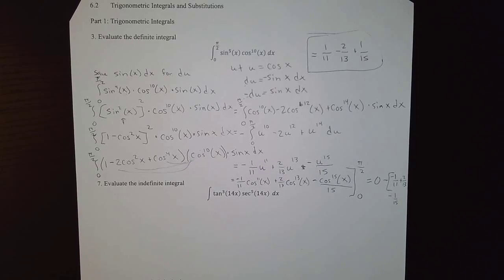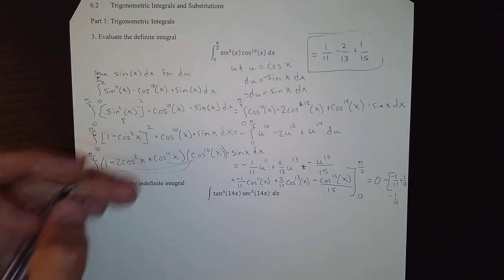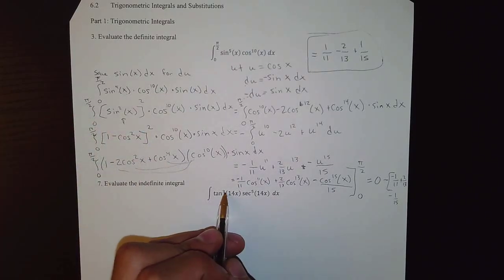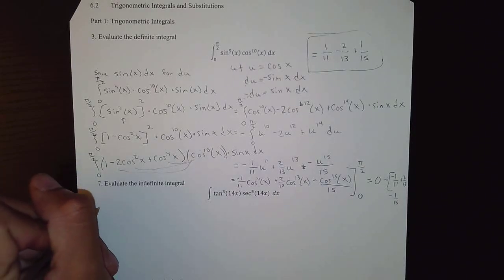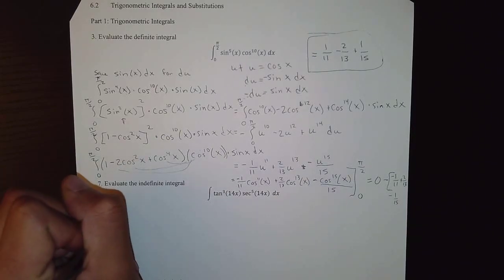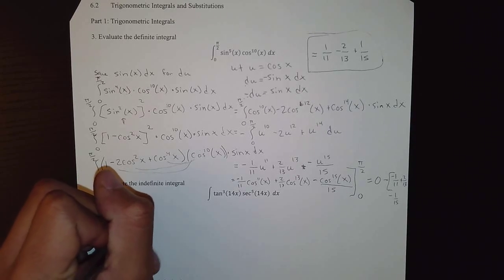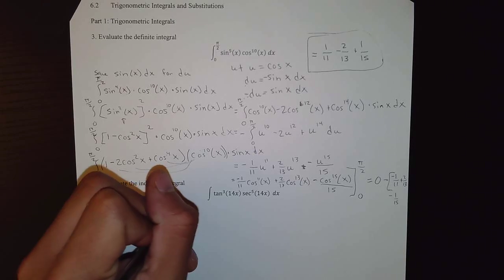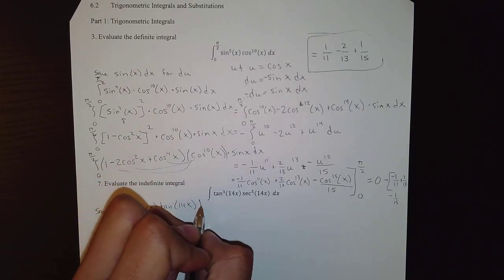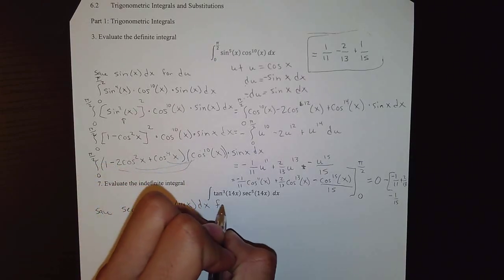Number 7 says evaluate the indefinite integral of tangent cubed of 14x times secant to the 5th power of 14x dx. Observe that tangent is to an odd power, and so is secant. That should tell us to save secant of 14x tangent of 14x dx for du.